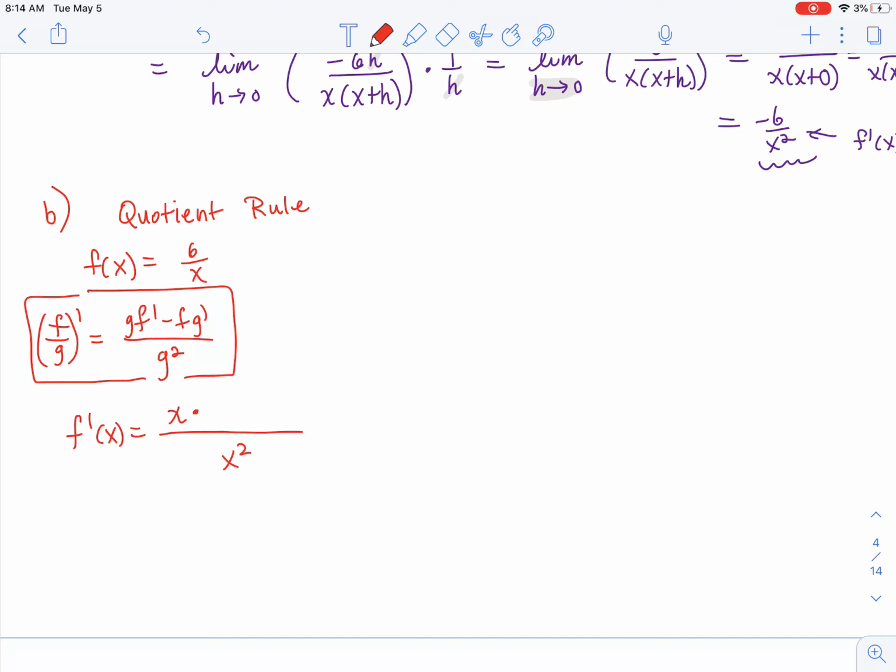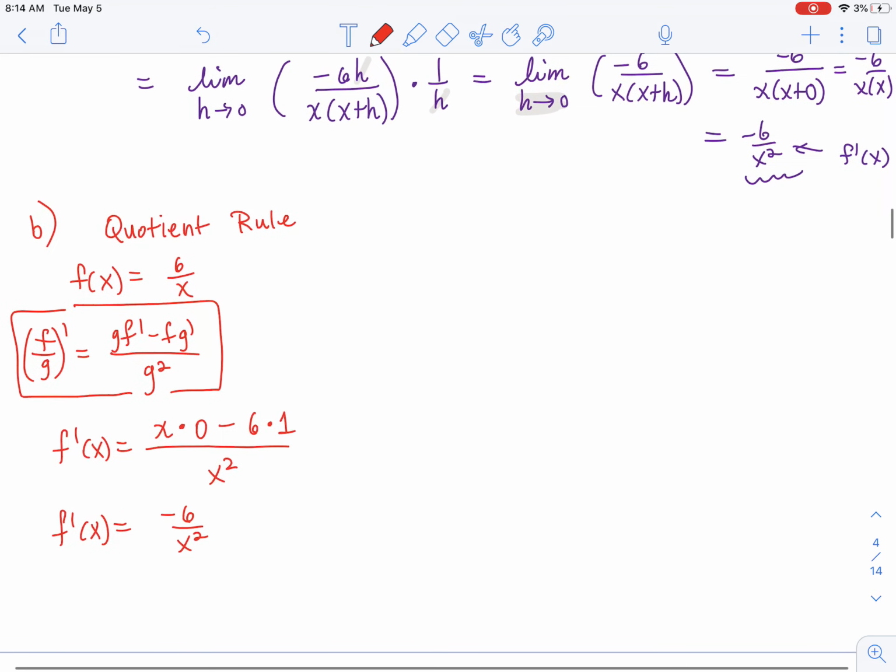F prime. But f prime is 0, right? The numerator, if you take the derivative of a constant 6, is just going to come out 0, minus f, which is the numerator, times the derivative of the denominator, which is just going to be 1. So f prime of x using the quotient rule will be negative 6 over x squared, and this perfectly matches what we got using the limit definition.